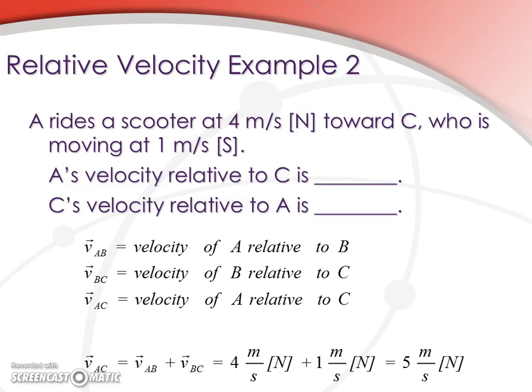So if we look down at our equation down here, AC equals AB plus BC. And this is, of course, the velocity of Anita with respect to Brian, the velocity of Brian with respect to Charlie, and then we can get the thing that wasn't mentioned in our problem, the velocity of Anita with respect to Charlie. And if we go through the math here, we get that Anita's movement with respect to Charlie is 5 meters per second north.